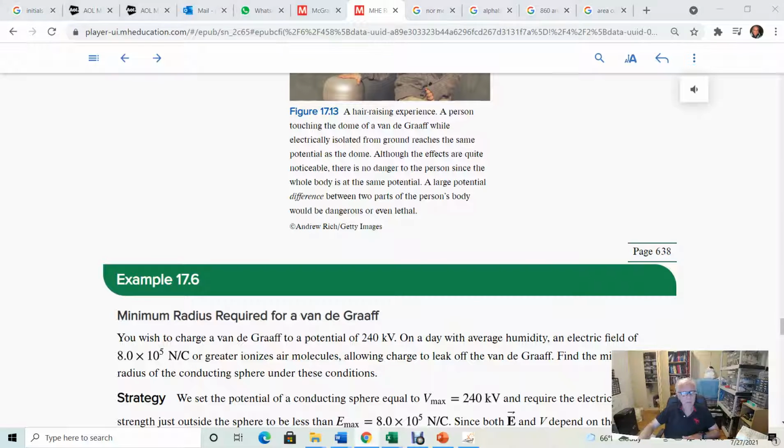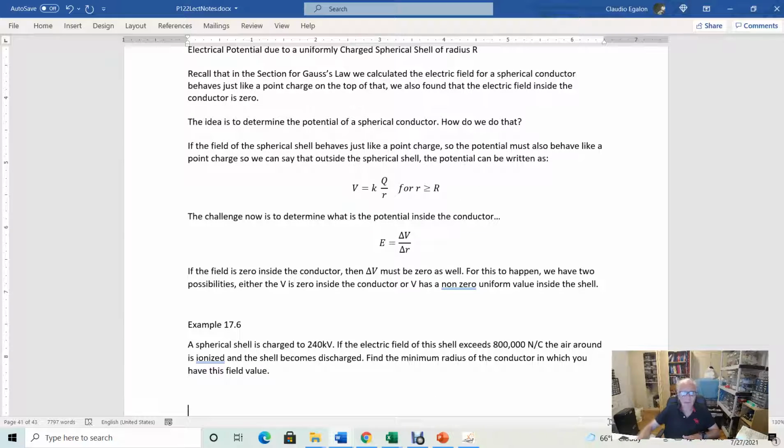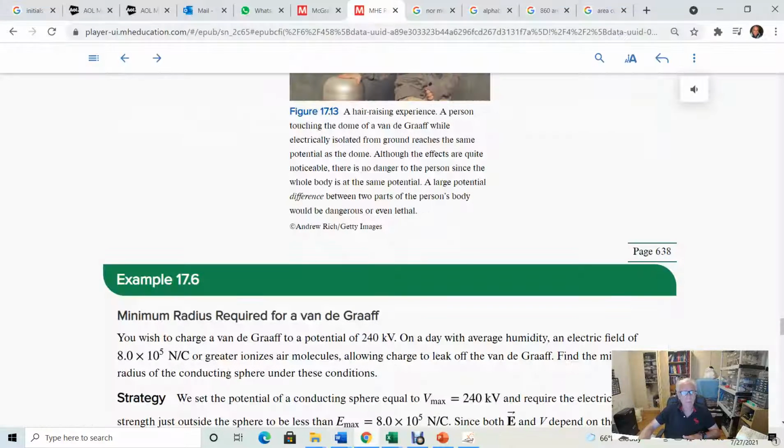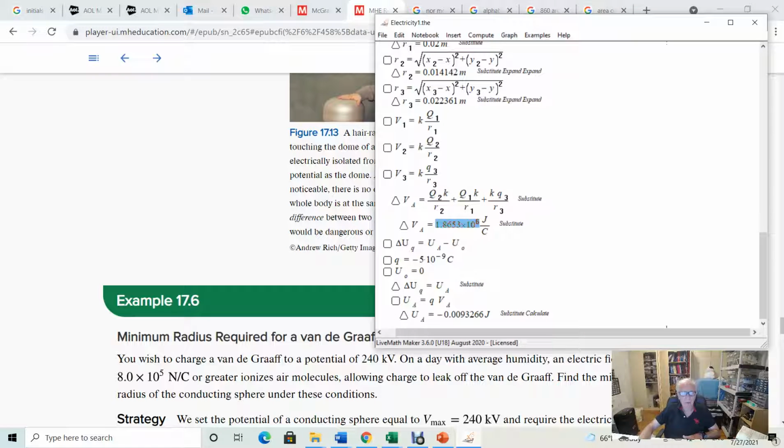Okay, so basically he's asking, find the minimum radius of the conductor in which you have this field value. That's what he's asking. 800,000 newtons per Coulomb, right? So how do we do that? Let's go to my software here.